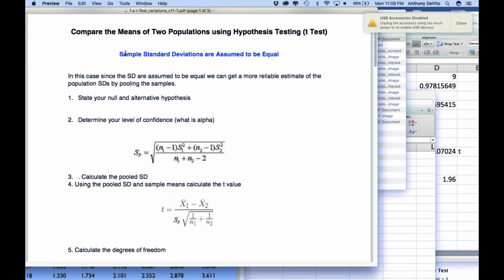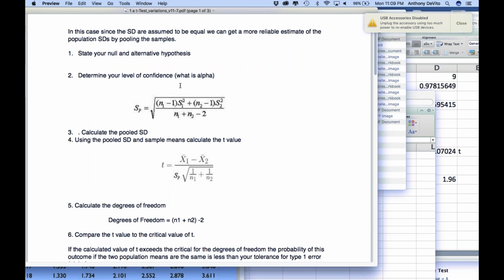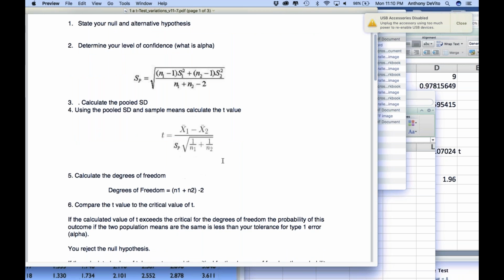Only one sample. Standard deviations: if we assume that the standard deviations of the two groups are equal, we use this formula to calculate a pooled standard deviation. Then we plug it into this formula, and this represents our standard error. So we look at the difference between the two means divided by the standard error, just complicated by this formula, and we calculate what the t-value is.